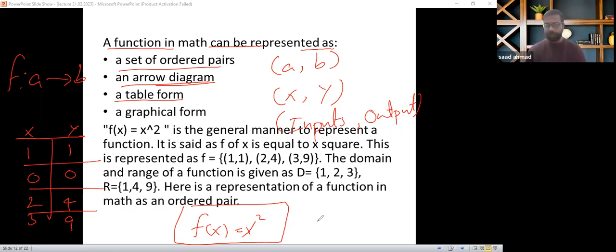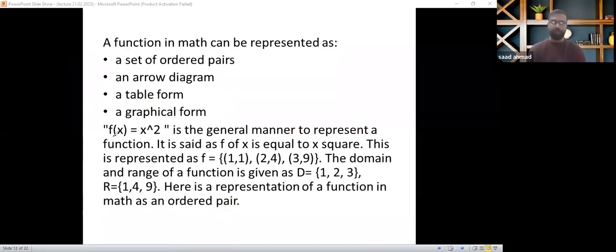We can even have the graphical form. Let's say this one. It has a graph of x squared like this. We can represent the function by the graph, the table, the arrow diagram, or this notation. So f of x equals x squared. In the general manner, to represent a function, this is read as f of x equals x squared. This is represented as f.